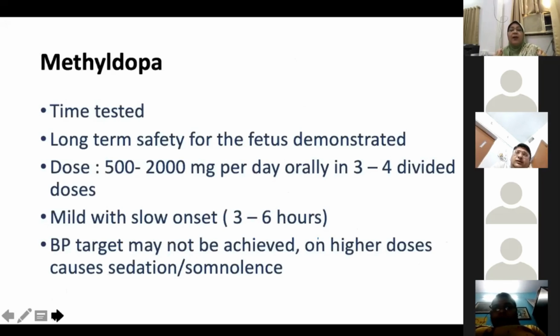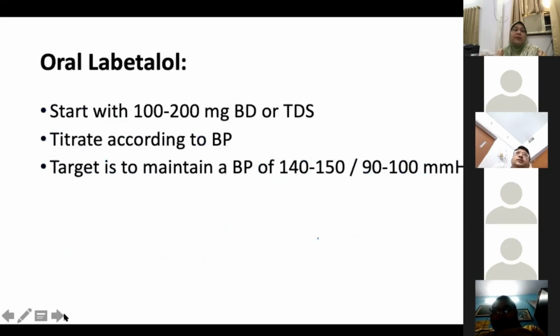So methyldopa is the safest antihypertensive, used for prolonged periods in pregnancy for many decades. Maximum dose is 2000. You can start with 250 or 500 BD or TDS in 3 to 4 divided doses. It is mild and has a slow onset of action. Blood pressure target may not be achieved on higher doses. It may cause somnolence. The patient will appear to be sleepy all the time.